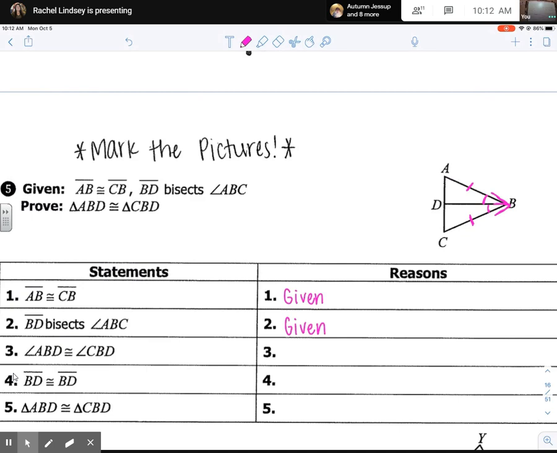And then my third statement says angle ABD is congruent to angle CBD. So angle ABD congruent to CBD. How would I know those two angles are congruent? How was I able to mark those? Because I was given what? A bisect, right? So anytime you have bisects, you're going to have definition of angle bisector. So I know those two angles are congruent because of the definition of an angle bisector.